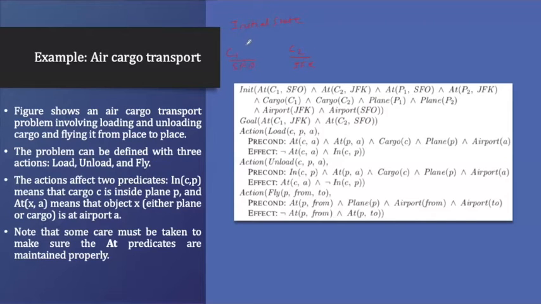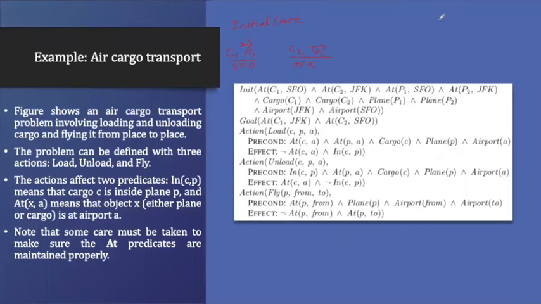In San Francisco, I have a plane, and this plane is called P1. And in JFK, I have a plane, and this plane is called P2. Right? And this C2 is not in the plane. The C2 is there in the airport. Here also C1 is not in the plane. The C1 is there in SFO, meaning the San Francisco Airport. This is my initial condition.